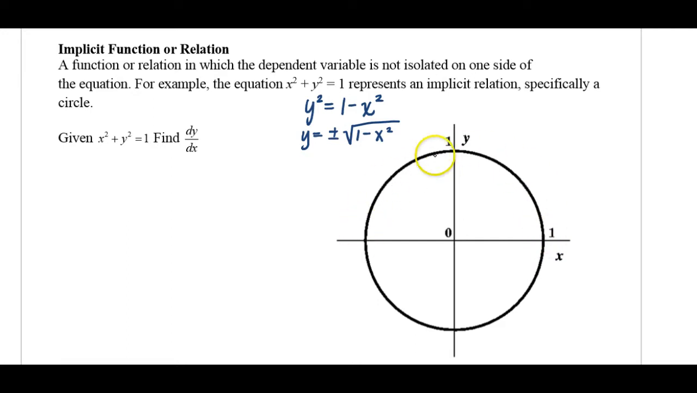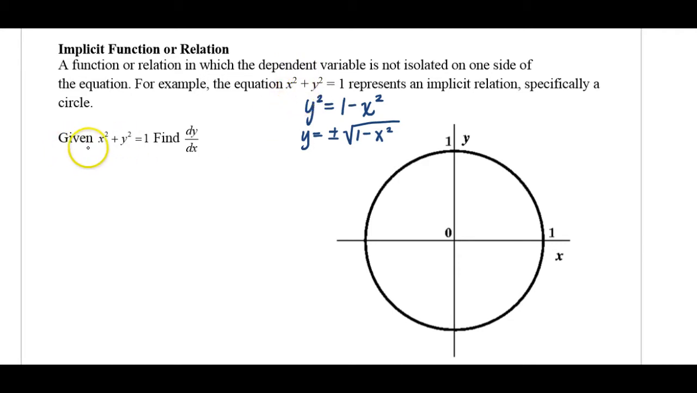So the top of the circle just by itself would pass the vertical line test. And the bottom of the circle, just by itself without the top, would pass the vertical line test. And these are two separate functions. But the way we were given our equation to begin with, x squared plus y squared equals 1, this is an implicit relation. It defines two functions when solving for y. But if we want to find the derivative of this implicit relation, we're going to have to use implicit differentiation.